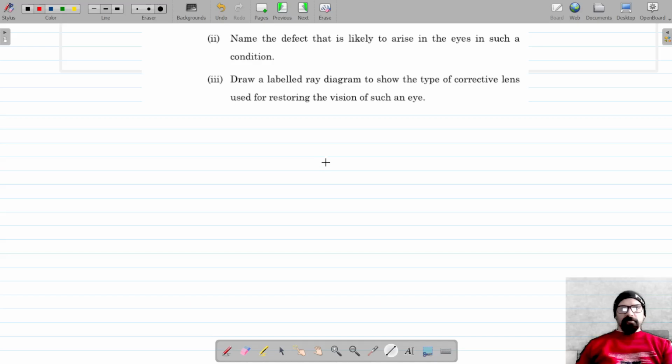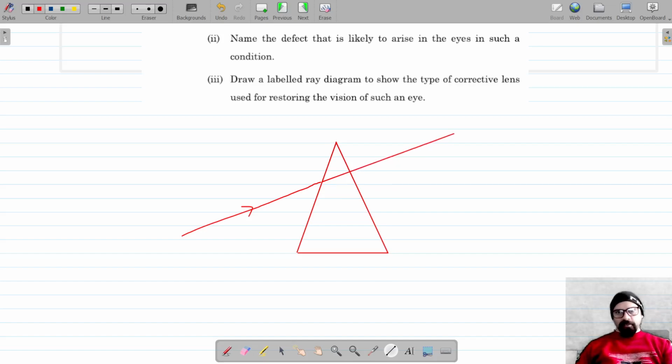So let's draw it on a sheet of paper. So this is the prism. This is the white beam incident, and this is the incident ray. Now, had this prism not been there, the path of the ray should look like this.